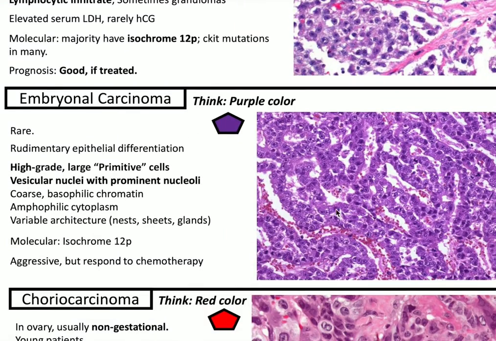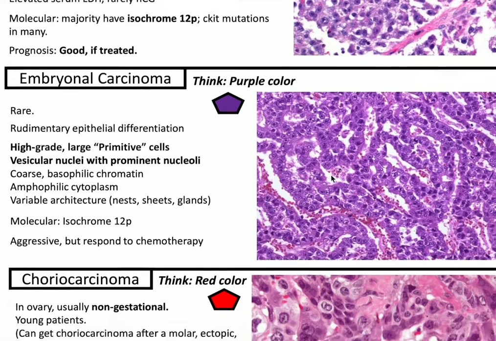Embryonal carcinoma, think purple. Rare, rudimentary epithelial differentiation. It's high grade, large, primitive cells, vesicular nuclei with prominent nucleoli. You have coarse basophilic chromatin, amphophilic cytoplasm, variable architecture where you can have nests, sheets, glands, and also molecularly isochromosome 12p. It's aggressive but responds to chemotherapy.